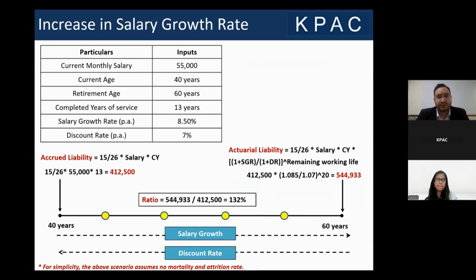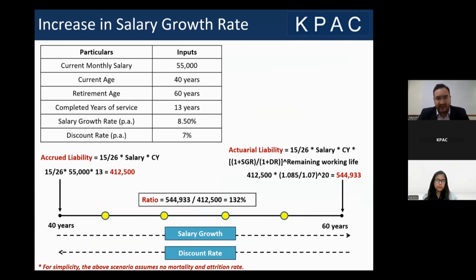I have assumed a salary growth rate of 8.5%. All other assumptions are kept consistent. The salary is still 55,000. The current age is still 40. Retirement age is still 60. Completed years is still 13. So the accrued liability is still 4,12,500. However, if you notice, in the actual liability calculation, instead of 7.5%, we are assuming a salary growth rate of 8.5%, and hence my actual liability has increased from 4,52,000 to 5,44,000. So this simply states that any increase in my salary growth rate is resulting in an increase in my liability.